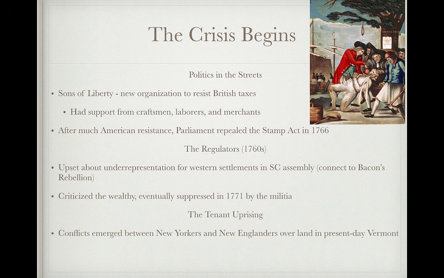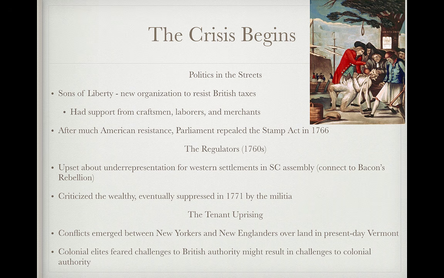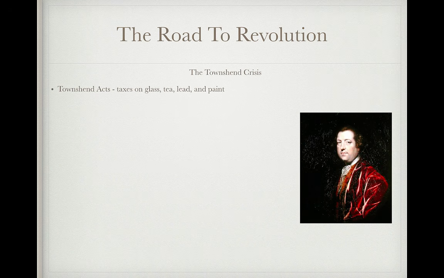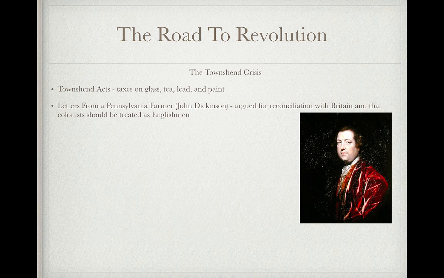In present-day Vermont, we have conflicts that emerged between New Yorkers and New Englanders over land. And really, these two issues helped illustrate that colonial elites feared challenges to British authority might also result in challenges to colonial authority. So these are kind of movements of lower class individuals that are resisting elites, colonial elites. Okay, Townshend Acts. These were created by Charles Townshend. Here he is. It was a tax on glass, tea, lead, and paint.